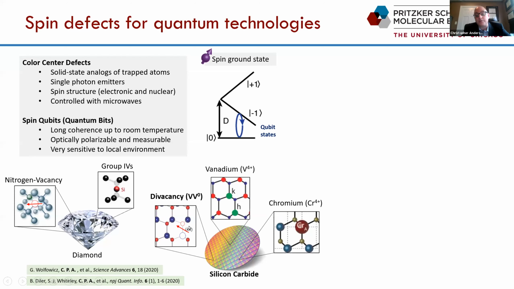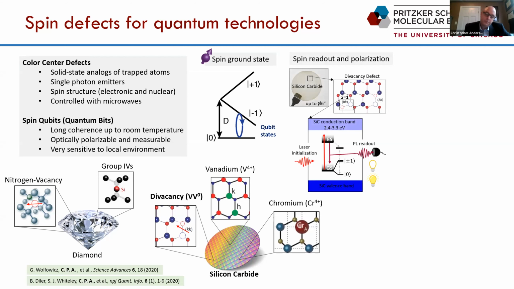Those electrons can have both spin and orbital structure. For the spin structure, it's actually a spin equals one particle, so there are three levels, but we can pick out two of those levels as our qubit states, use microwaves to manipulate them, and they can have quite long coherence, even up to room temperature. But what makes these sorts of platforms very exciting is their ability to have the spin qubit read out and initialized just using laser light.